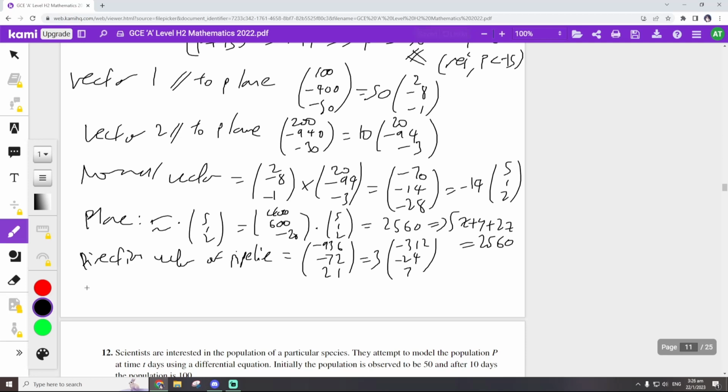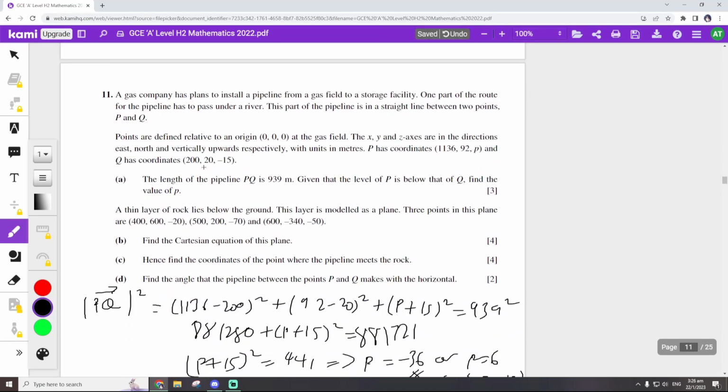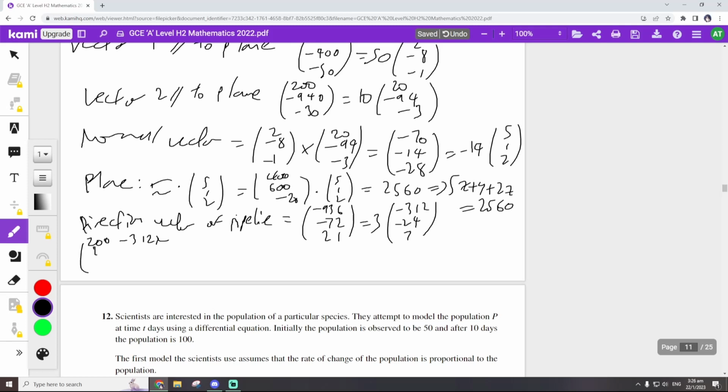So I find the vector equation to be 200 minus 312 lambda, 200, 20 and negative 15 will be our fixed point, and plus 7 lambda, okay, dot the normal vector, and this is 2560 for some value of lambda.